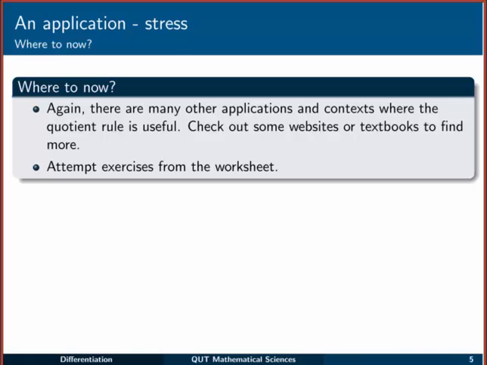So again, there are heaps of other applications and contexts in which we use the quotient rule, and for that matter, the product rule. So if you have a look in some websites or textbooks, whichever one you're particularly comfortable using and which one's been working out for you so far, have a look at some of those and see some other uses of these rules. Make sure you're attempting the exercises in the worksheet to get heaps of practice with them as well.